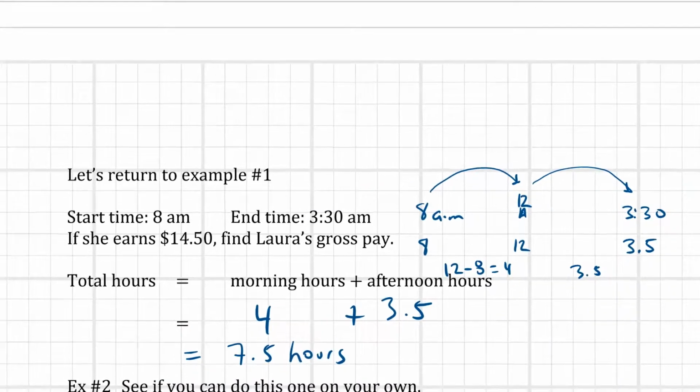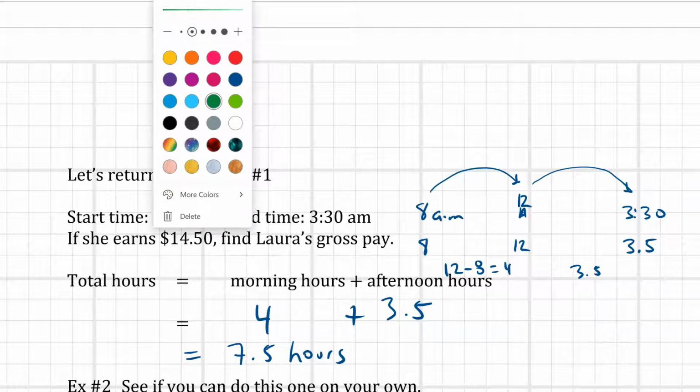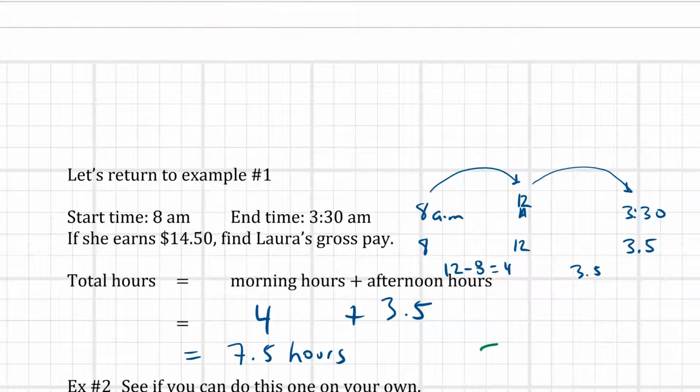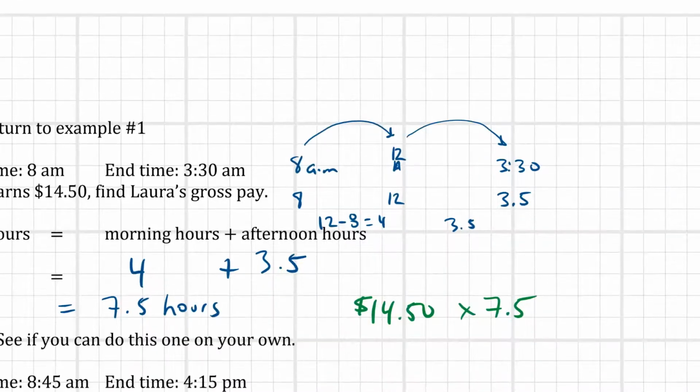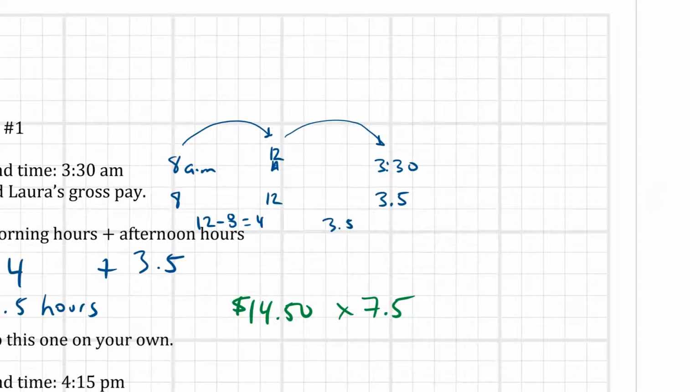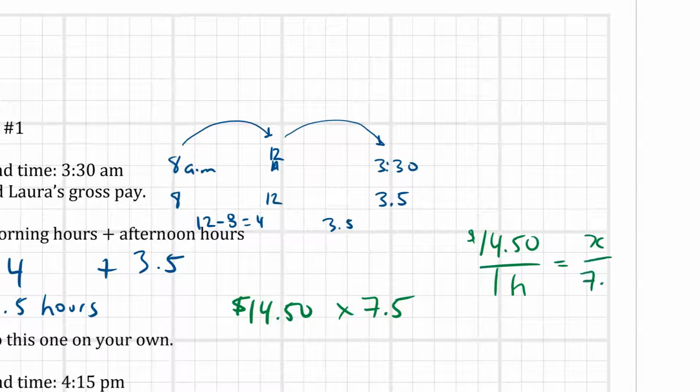Okay, so then how much does Laura earn? I guess we should do that last little part. So if she makes $14.50 every hour, and she's working 7.5 hours, I'm going to just multiply that out. Or remember, we could set up the proportion. We could say $14.50 for 1 hour is equal to how much money in 7.5 hours.